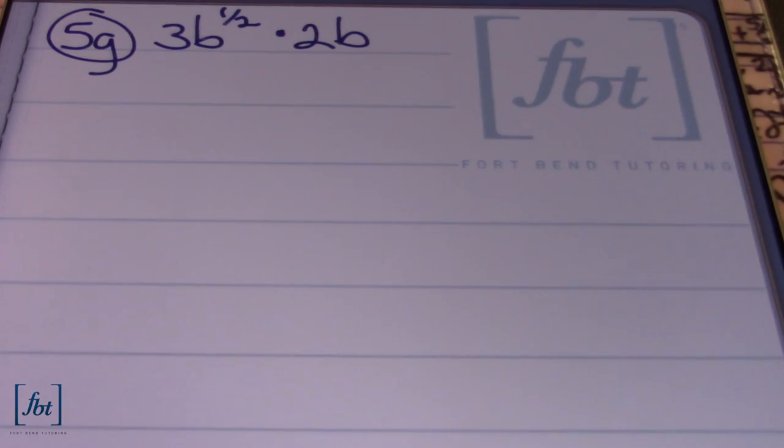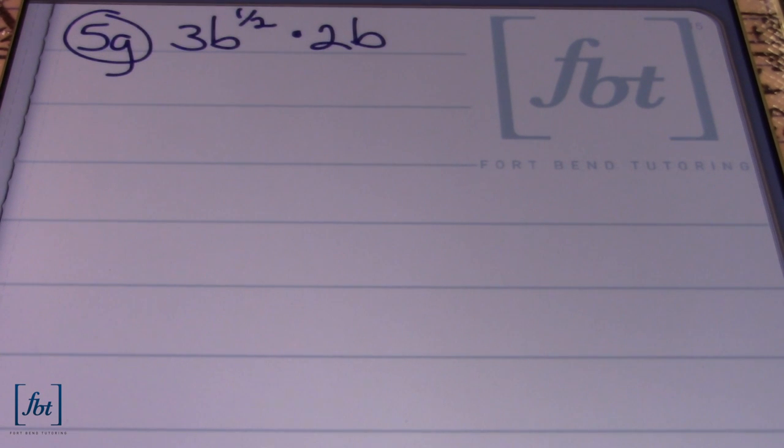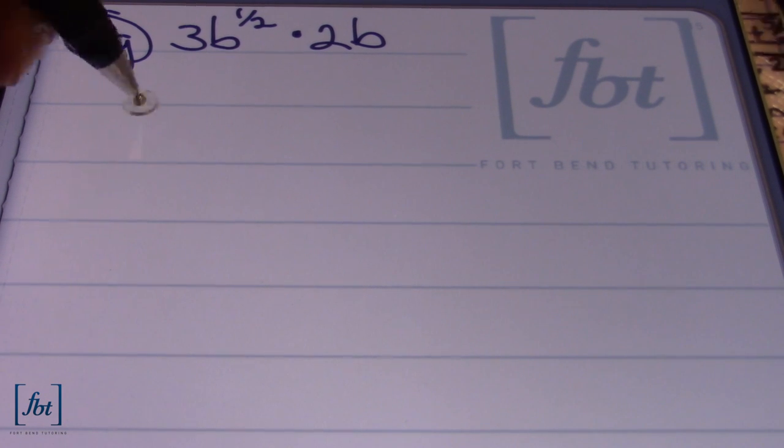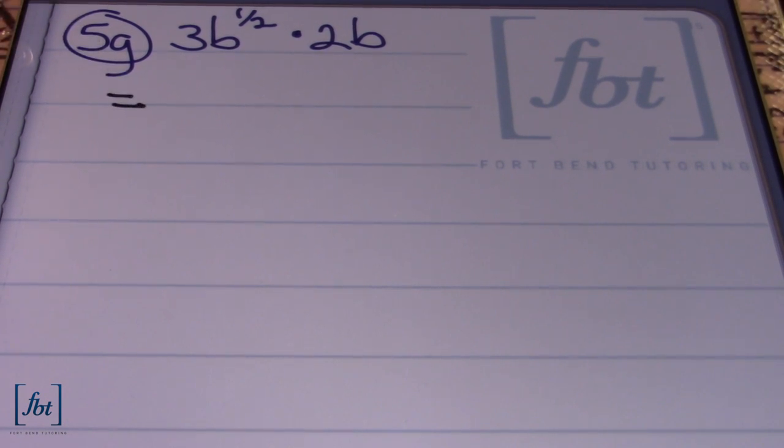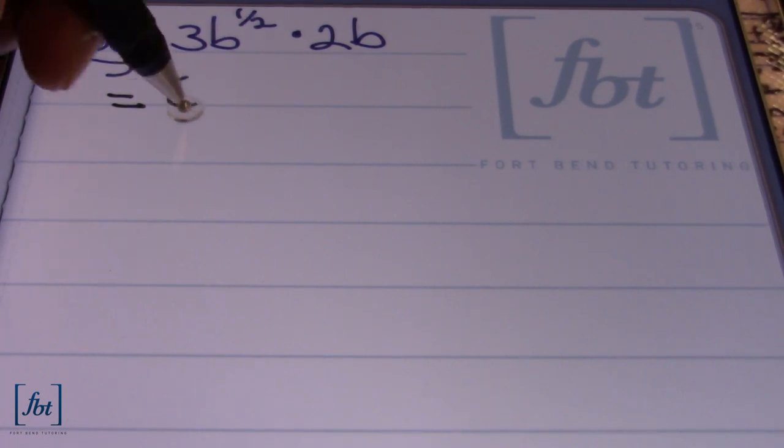Next problem. 5G, as in goat. Mm-hmm. Just in case you were wondering. We have 3b to the 1/2 power times 2b. Let's multiply this. I like to compartmentalize my process, ladies and gents, by multiplying the coefficients first. 3 times 2 is 6.